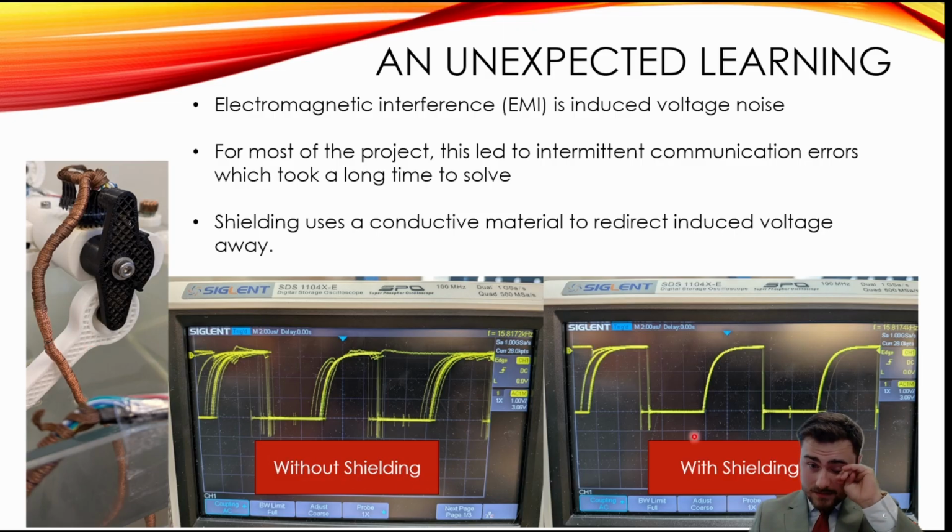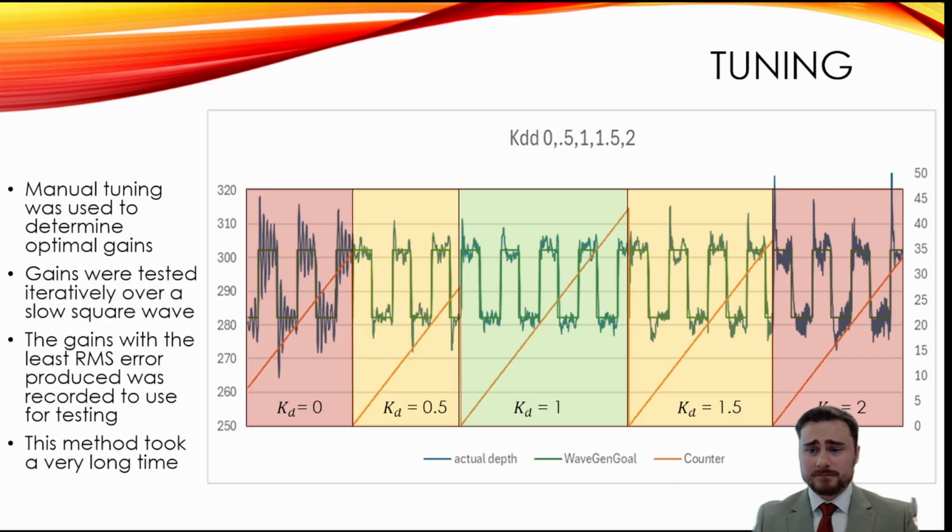And you can see the effect in the two images of the oscilloscope. Without the shielding, the voltage signal from my sensor wires is very noisy. But then with the shielding, the induced voltage is directed away, and so the voltage of my sensor wires is a lot cleaner, and I haven't gotten a communication error since. With that error fixed, I was able to begin my tuning.